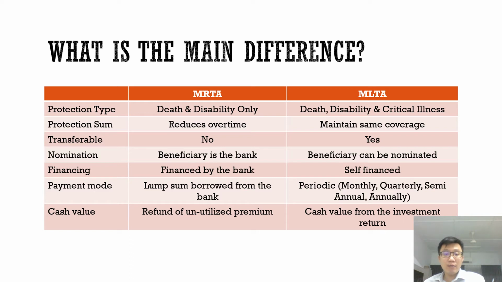For MRTA, the refund is based on the unutilized premium, which means that if, let's say, your loan is 35 years and you decided to pay off your housing loan in the 10th year, or maybe choose to refinance the property, they will refund you based on the amount that you borrowed to buy this MRTA initially with the bank. They'll refund it partially back to you.